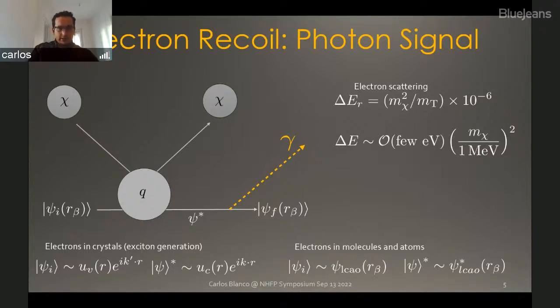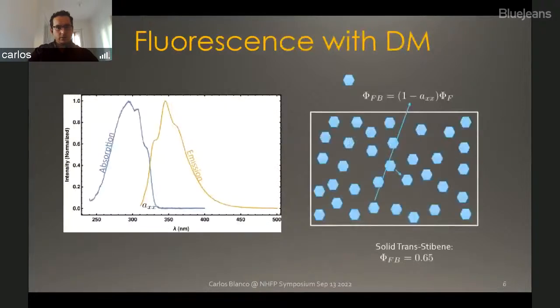So after the initial excitation, you're left in this state psi star, and the signal usually comes from the de-excitation of such a thing. And in molecules and atoms, which is the first topic here, that equates to doing fluorescence with dark matter. Right, so what you have is a band, an absorption band, where you can absorb energy, and an emission band where the molecule is going to non-radiatively de-excite and then emit a photon. And the probability of emitting that photon and making it out of your detector is this phi FB, which is your bulk fluorescence quantum yield, and that's proportional to the overlap of those emission and absorption characteristics.